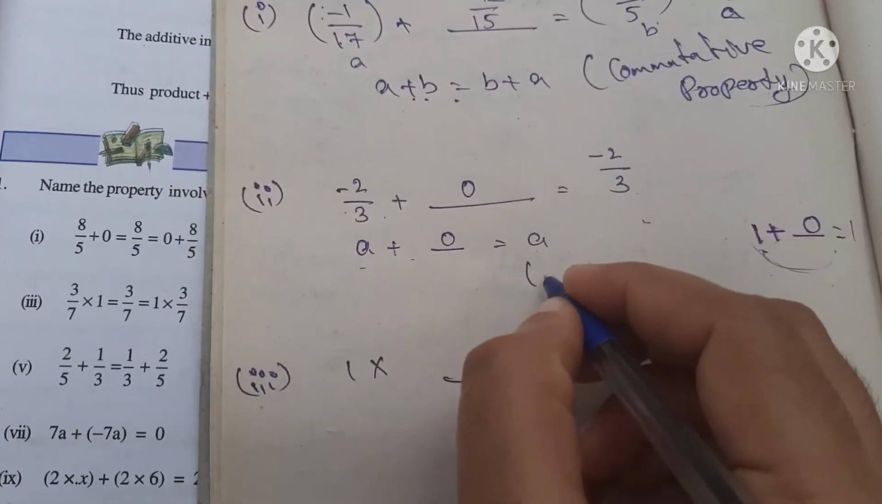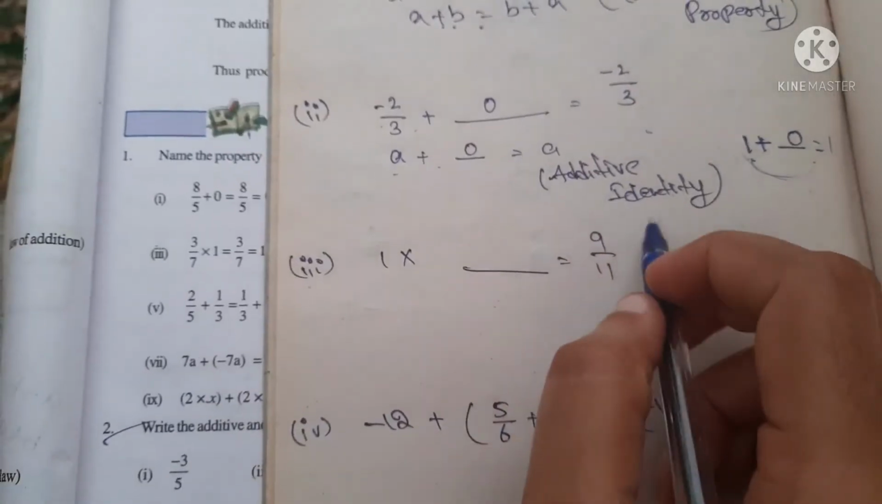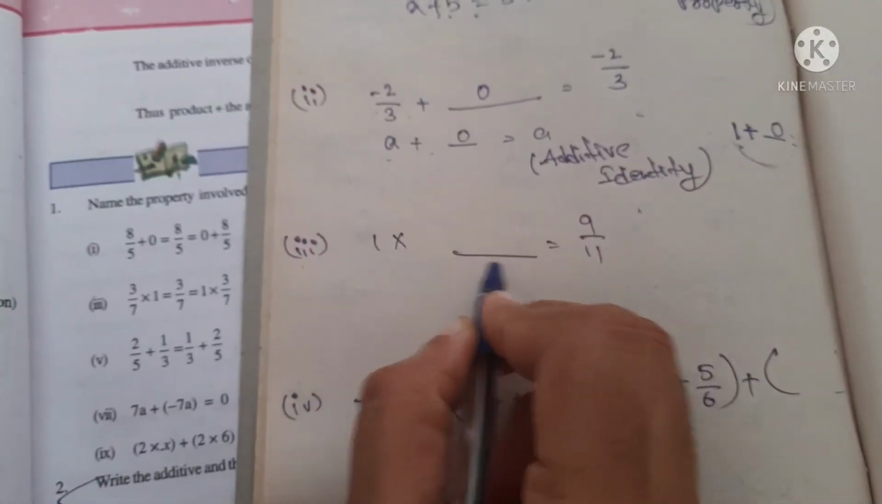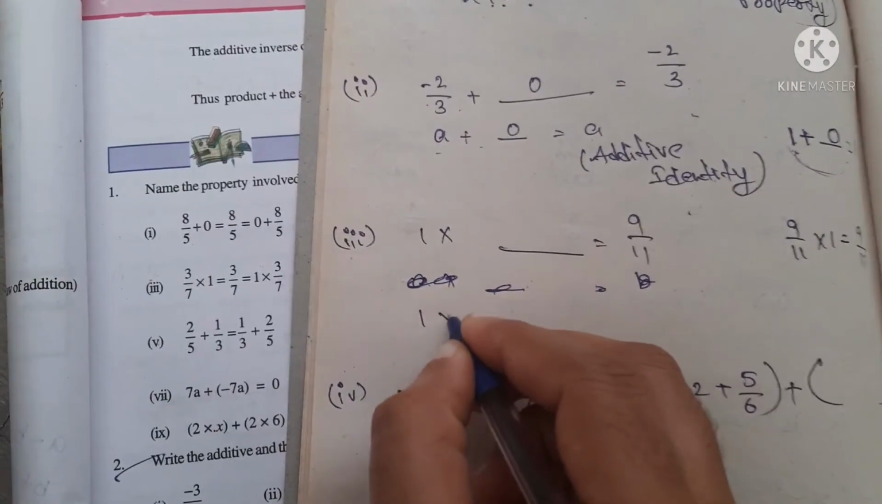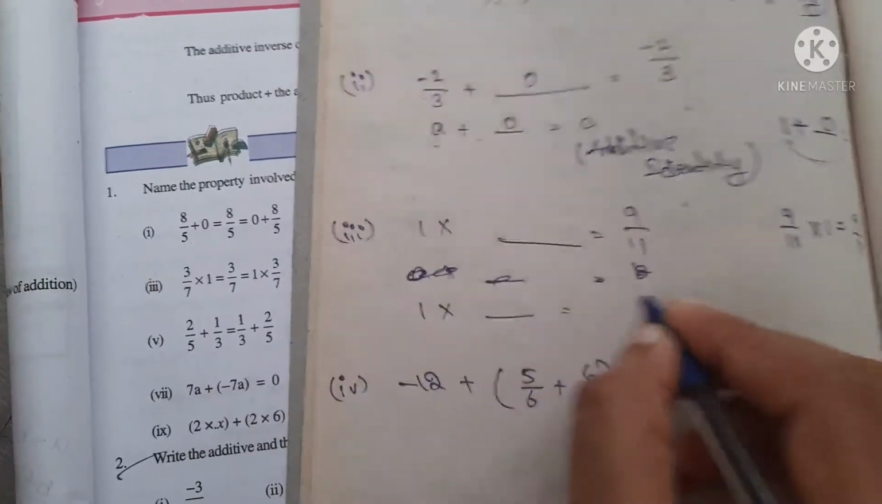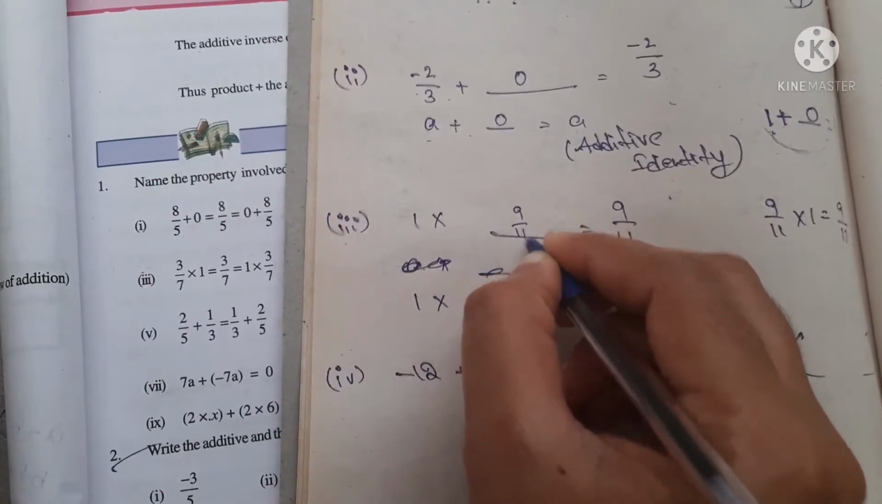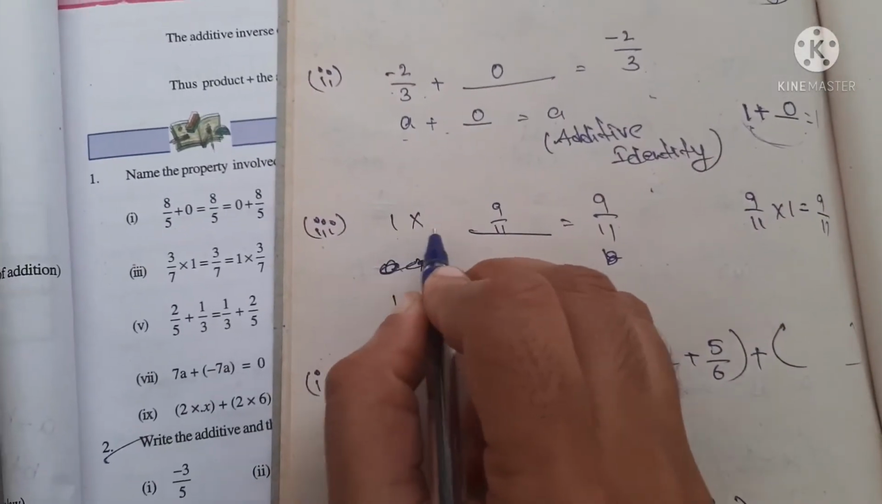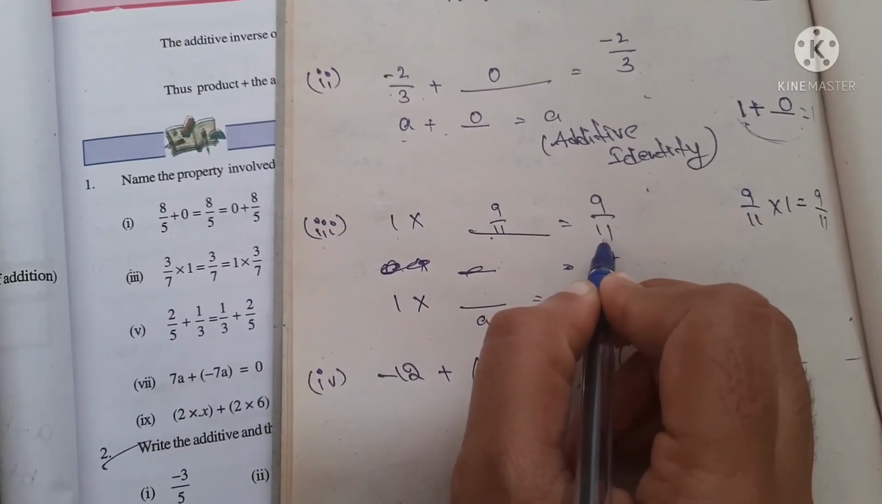Which property is it? Very good, additive identity. Next, let us see 1 into something equals 9 by 11. So 1 into something equals A. What is the answer here? 9 by 11. That means when we multiply 1 by some number, we get the same answer.